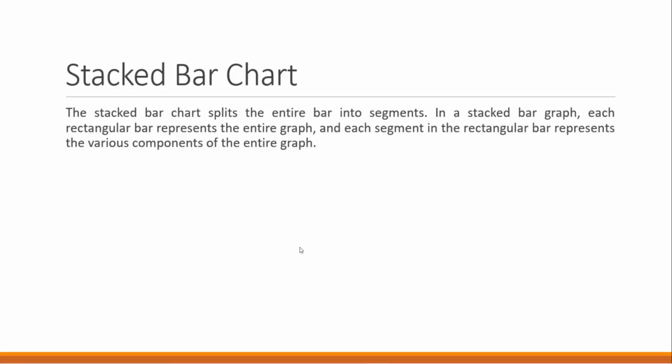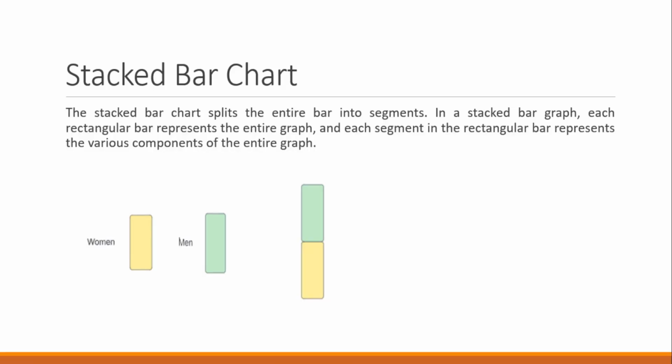Suppose we have multiple sets of data in a single category, we can draw a bar for each set of data and we can place that bar on another bar. For example, I have a category of woman and I create a bar for it. I also have a category for man and I create a bar for it. If I place the man bar on the woman bar, it represents a stacked bar chart. It is divided into segments, but as a whole it represents the entire graph.